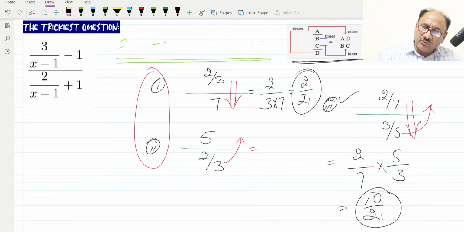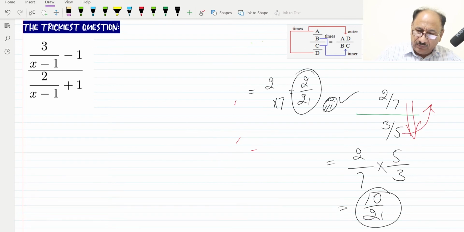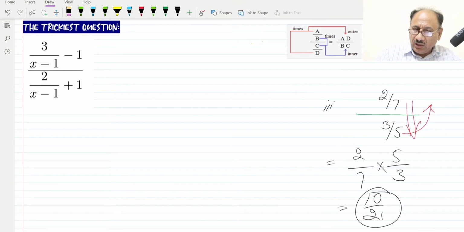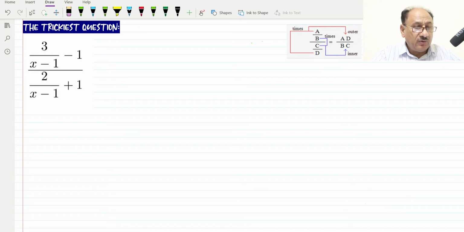Hopefully you understood this. This is applied in so many questions, not only in algebraic fractions, but also in other types of questions. You have to simplify a situation in which you have fraction over fraction and you are confused how to solve it. Now we are dealing with this question.